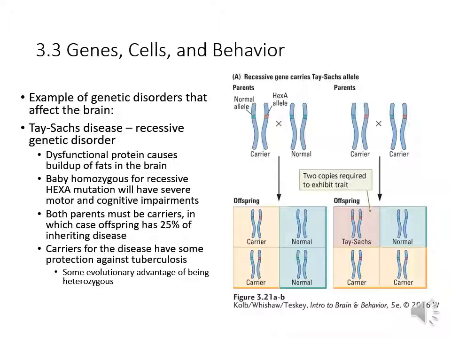Okay, so if you see over here. Carriers for the disease, interestingly, have protection against tuberculosis. So if you have one dominant and one recessive allele, which means you would not have the disease, but you would be a carrier, there's kind of an evolutionary advantage to being a carrier, which might explain why this disease is still present in our gene pool.